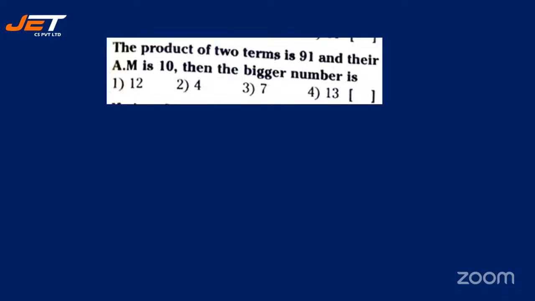The product of two terms is 91 and their arithmetic mean is 10. Then the bigger number is dash. All right. So let me see how many are giving me the answers.